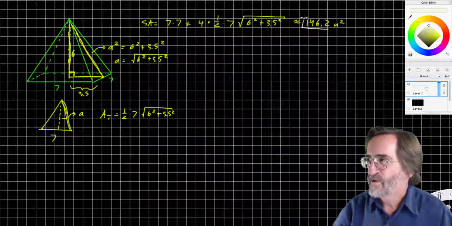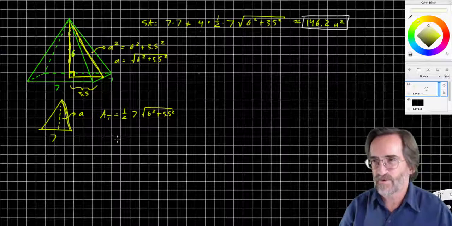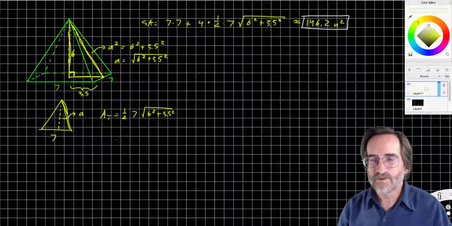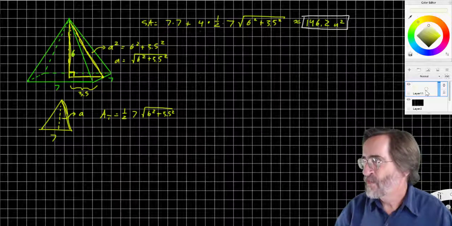Okay, so yeah, these can get a little complicated, but remembering the Pythagorean theorem to find the slant height is probably the trickiest part of it. All right, let's do another one. This time we're going to do a cone.